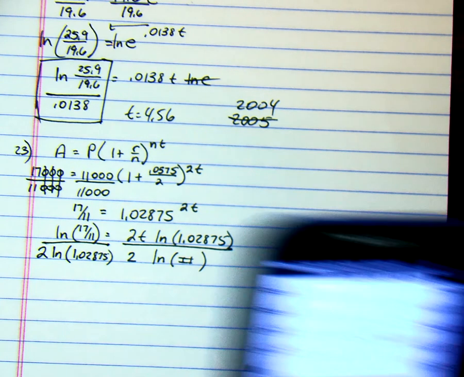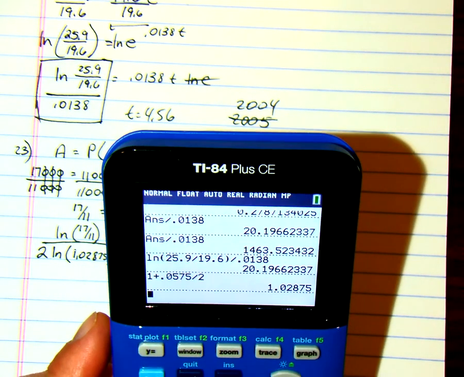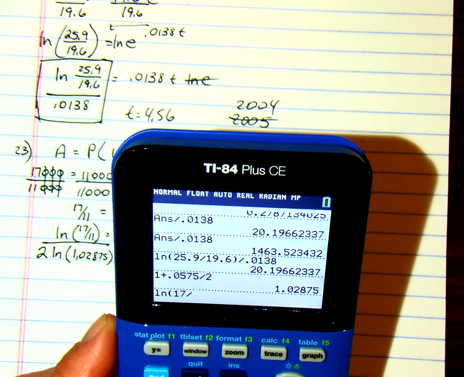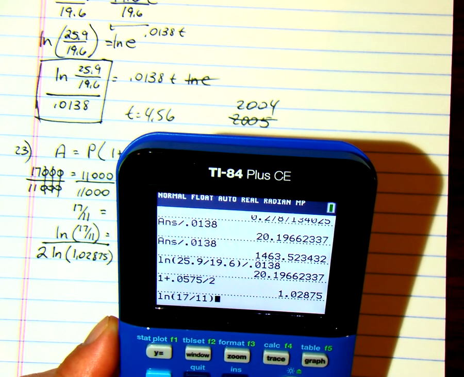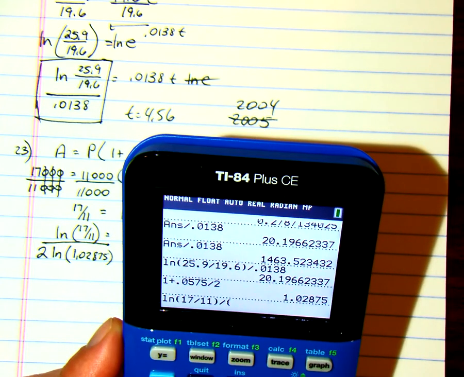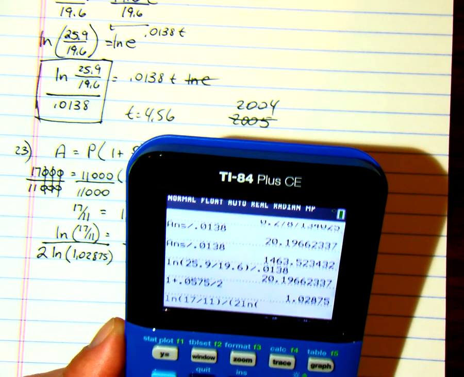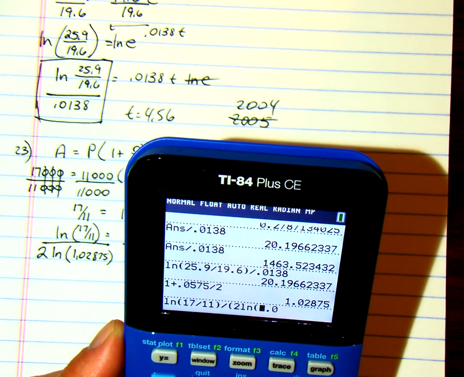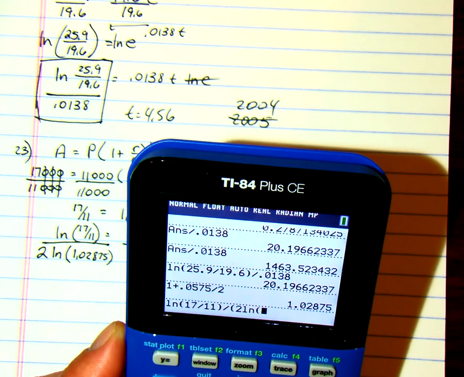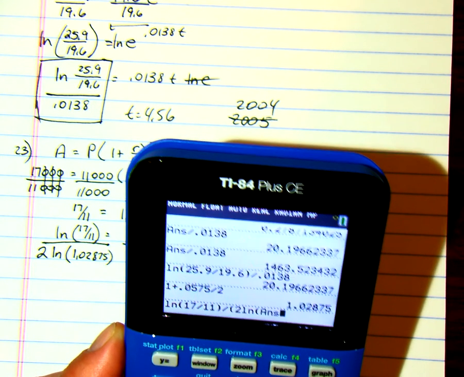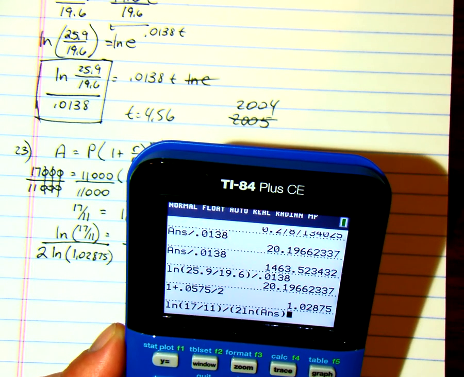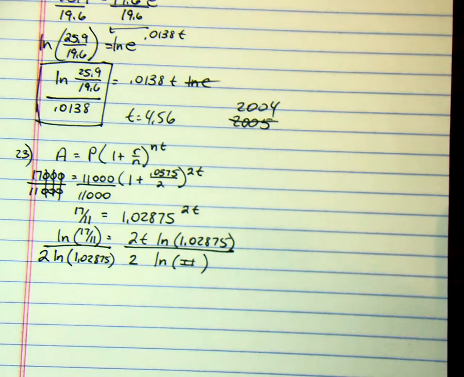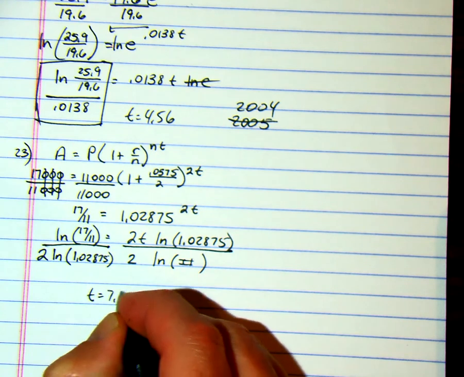That's what we have to get into our calculator, and we'll see if we can do it right this time. We have the natural log of 17 divided by 11. That looks good. We're going to divide this by, I made a parenthesis, 2 times the natural log of 1.02875. Because that's my previous answer, I'm going to go second and negative sign for my previous answer. Boom. 7.68 years.